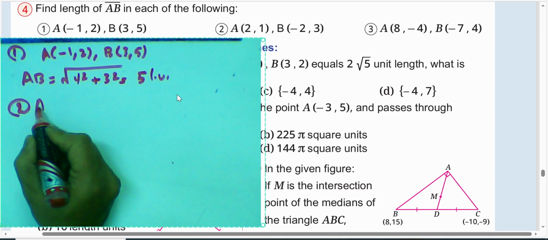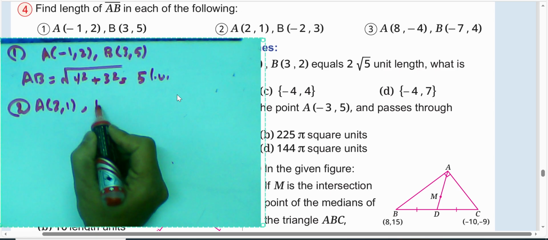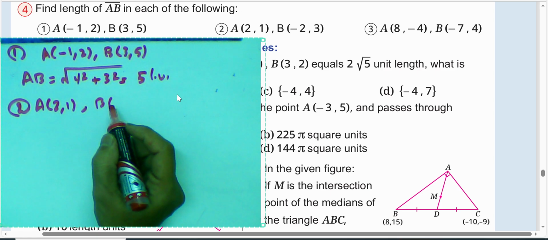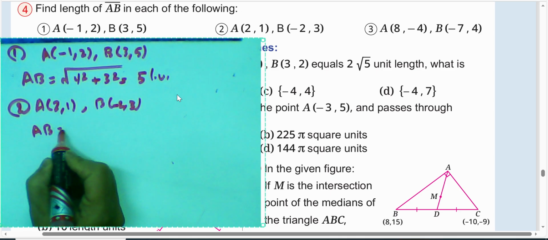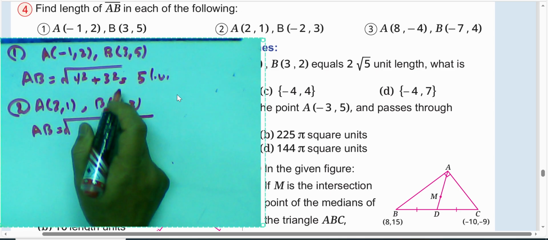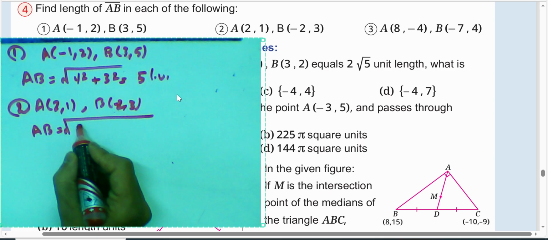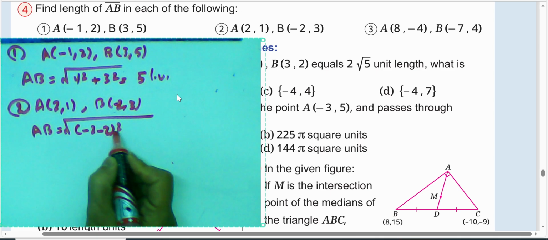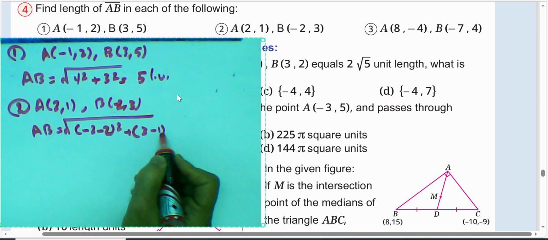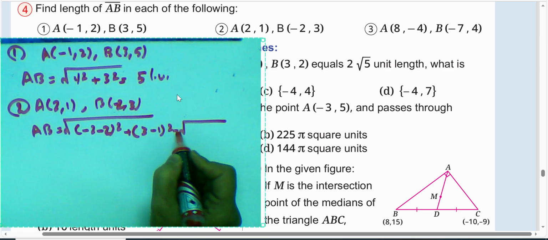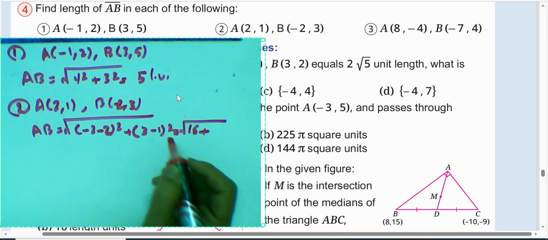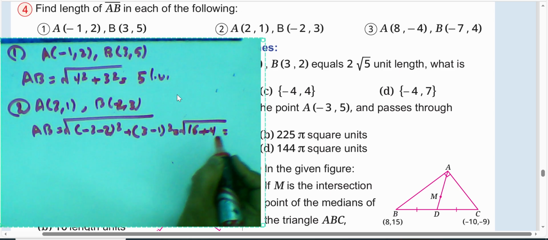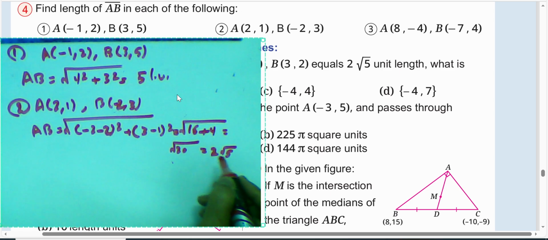Question number 2. The point A was (2, 1), and point B was (-2, 3). We can find the distance between A and B. Negative 2 minus 2, power 2, and 3 minus 1, power 2. Negative 2 minus 2, negative 4 power 2 is 16. 3 minus 1, 2 power 2, 4. Square root of 20. It will be 2 square root of 5 length unit.